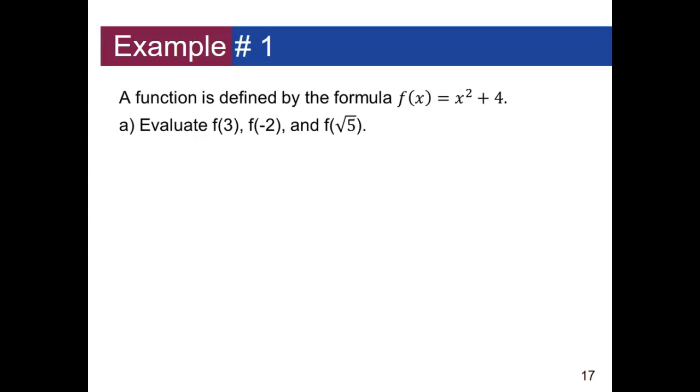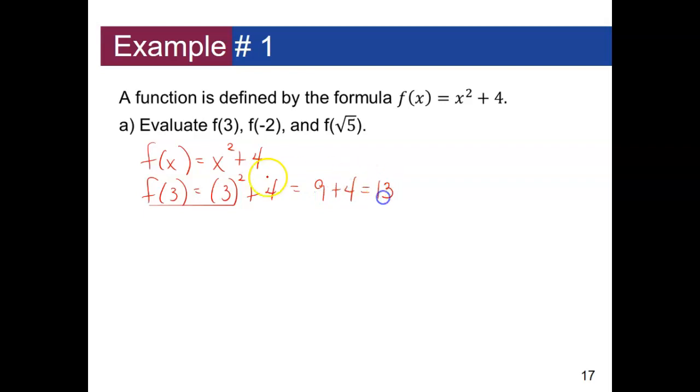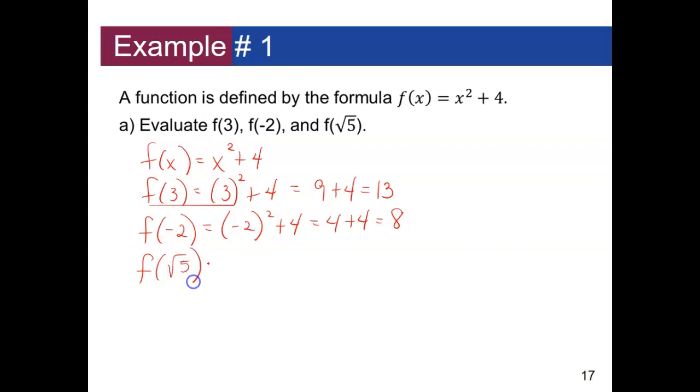So like on this one, we're going to work with f of x equals x squared plus 4. So we're asked to find f of 3. So that's going to be 3 squared plus 4. So 9 plus 4 is going to give us 13. If I look at f of negative 2, that'll be negative 2 squared plus 4. So 4 plus 4 will be 8. And then f of the square root of 5, I'll have the square root of 5 squared plus 4. So that's going to be 5 plus 4, or 9.